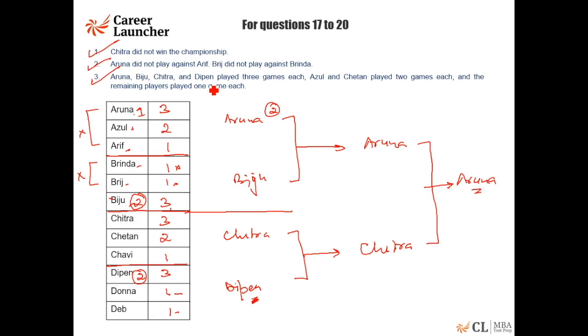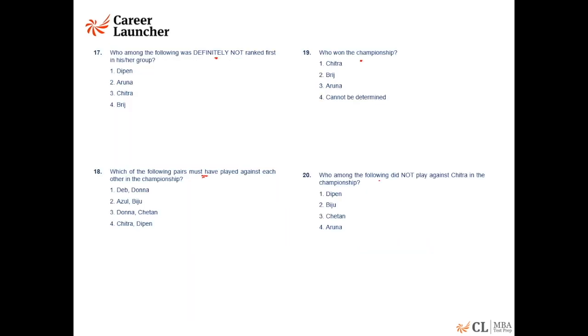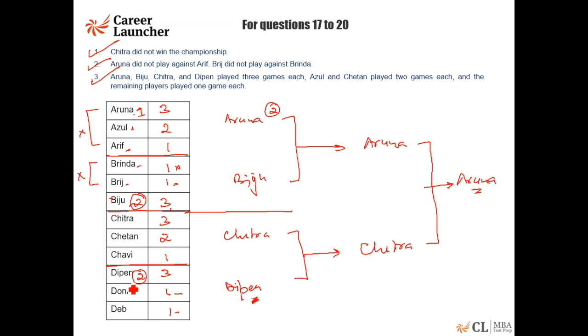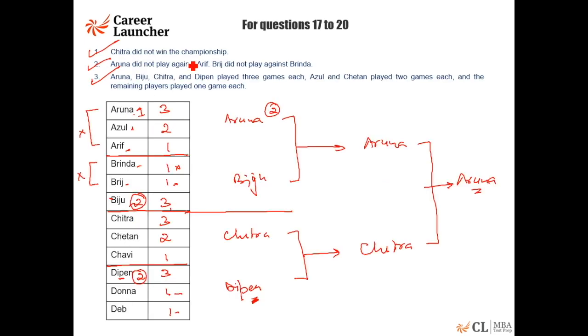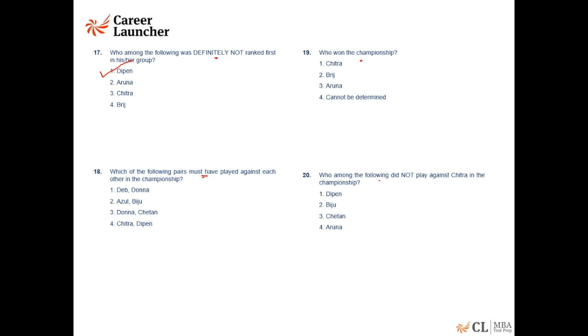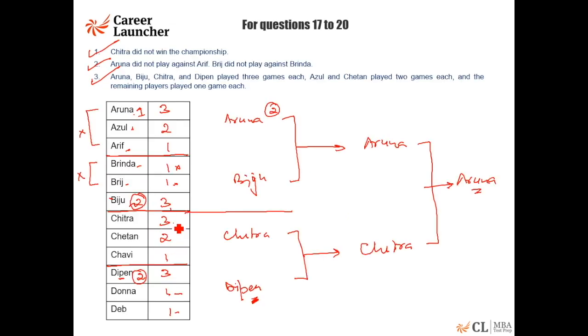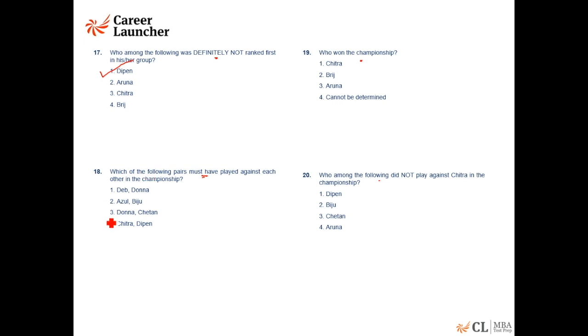Okay, so now let's look at the questions. Who among the following was definitely not ranked first in his or her group? Question 17, who was not ranked first in the group? In the 3-1-1 scenario, remember, Deepen was not ranked first in the group. Deepen was definitely not ranked first in the group. Okay, and just to be clear, Aruna was ranked first in the group. What about Chitra and Biju? Chitra again, 3-1, has to be ranked 1 in the group. And Biju, either Brinda or Brij was ranked number 1. And the question is definitely not ranked first. So which is Deepen?